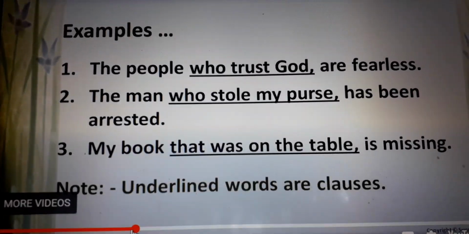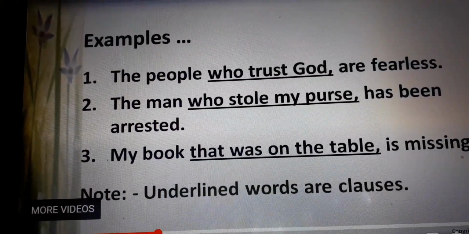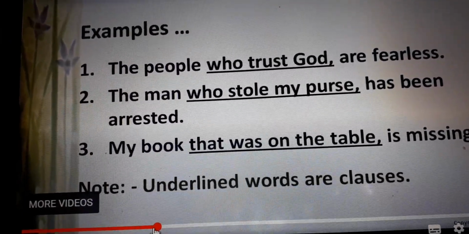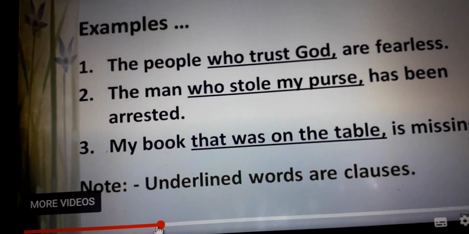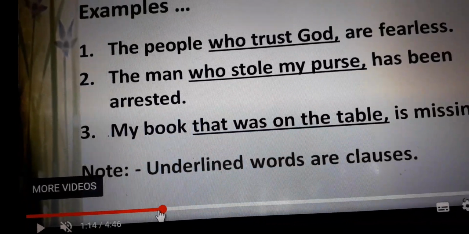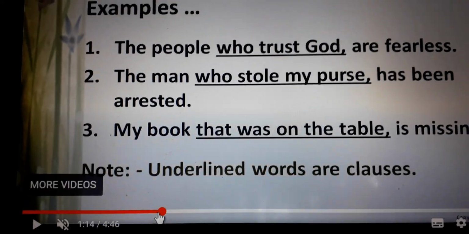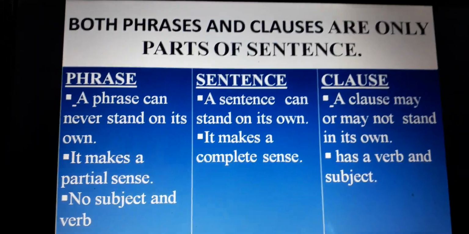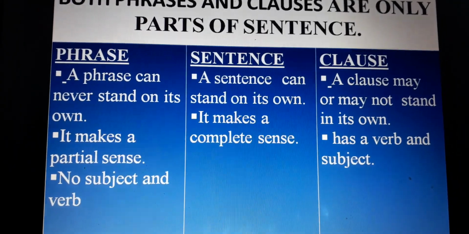When there is a subject and a verb but it makes a partial sense, that will be considered a clause. And whenever a complete sentence is given to you that consists of a subject and verb and hence makes a complete sense, that will be considered a sentence. So I hope the difference between phrase, sentence and clause is clear to you.